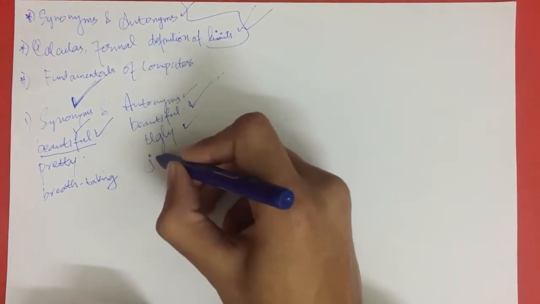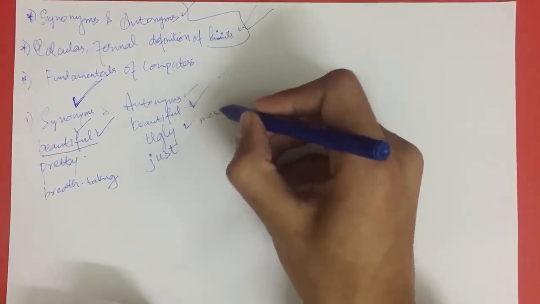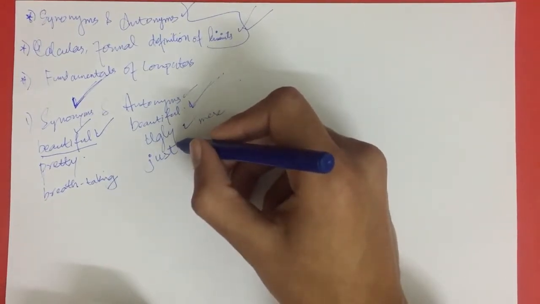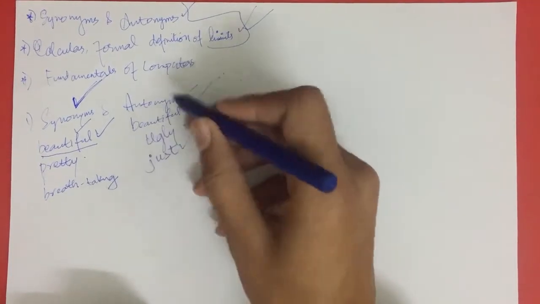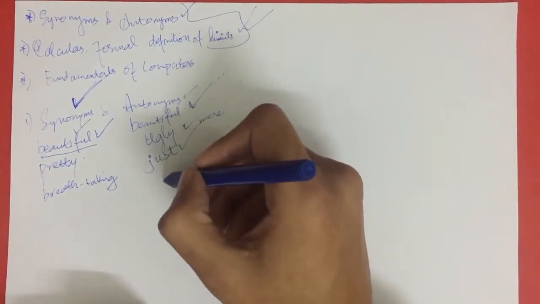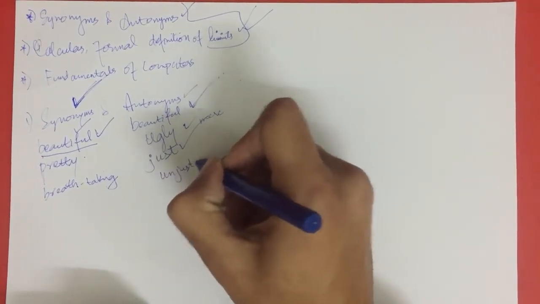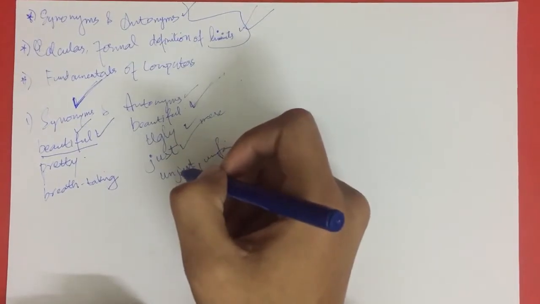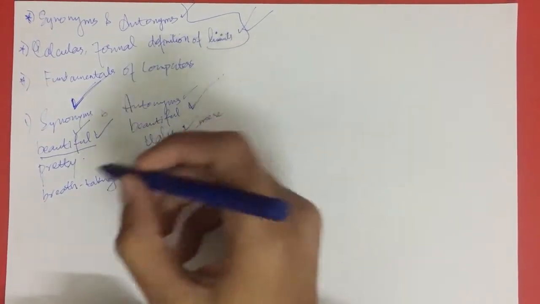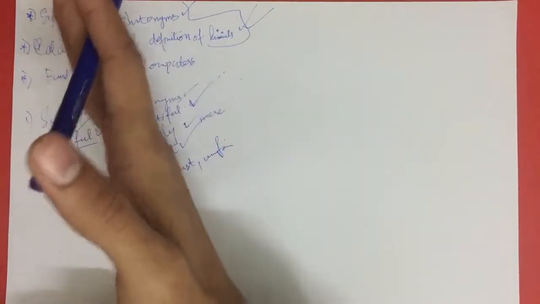Take the word just, not mere. Mere is something else. This is just, derived from the word justice. So for just, if you want to find the antonym, you can write unjust or unfair. And if you want to find the synonym for just, you can write fair. So this was synonyms and antonyms.